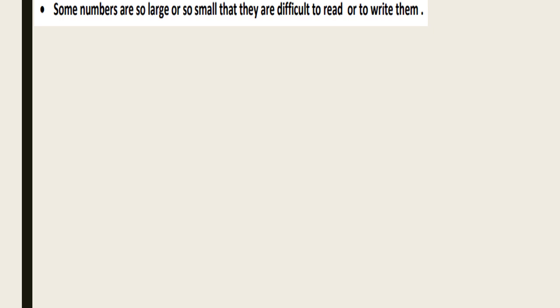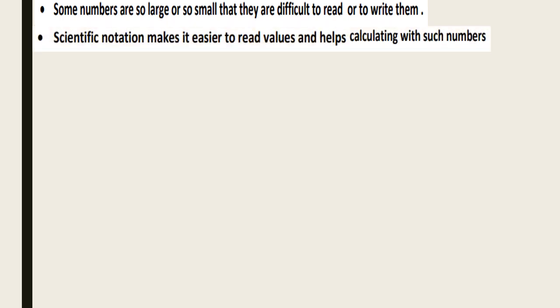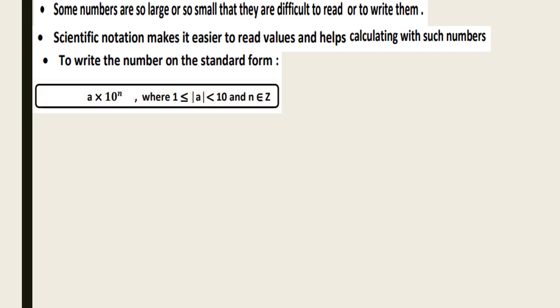Some numbers are so large or so small that they are difficult to read or to write. Scientific notation makes it easier to read values and helps calculating with such numbers. To write a number in the standard form, we write a times 10 to the power n, where the absolute value of a is more than or equal to 1 and must be less than 10, and n belongs to the integer numbers, Z.